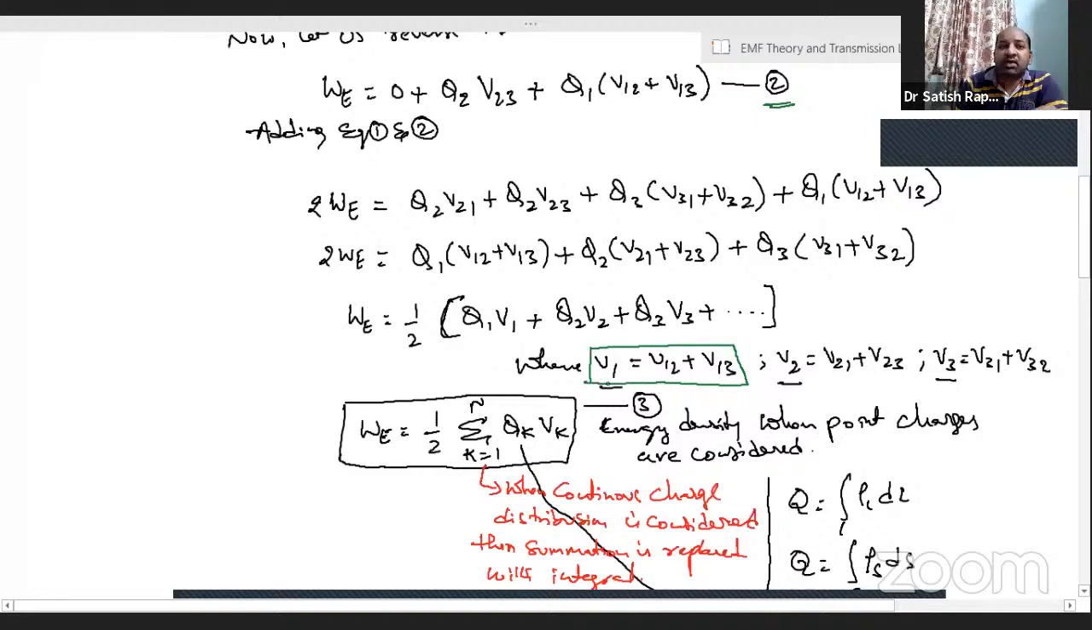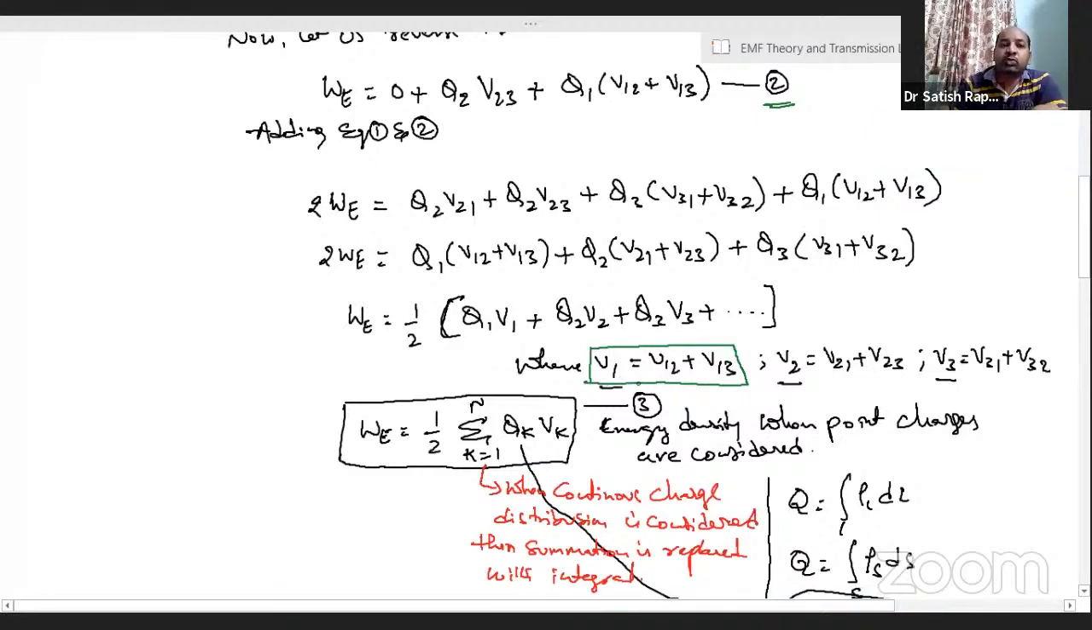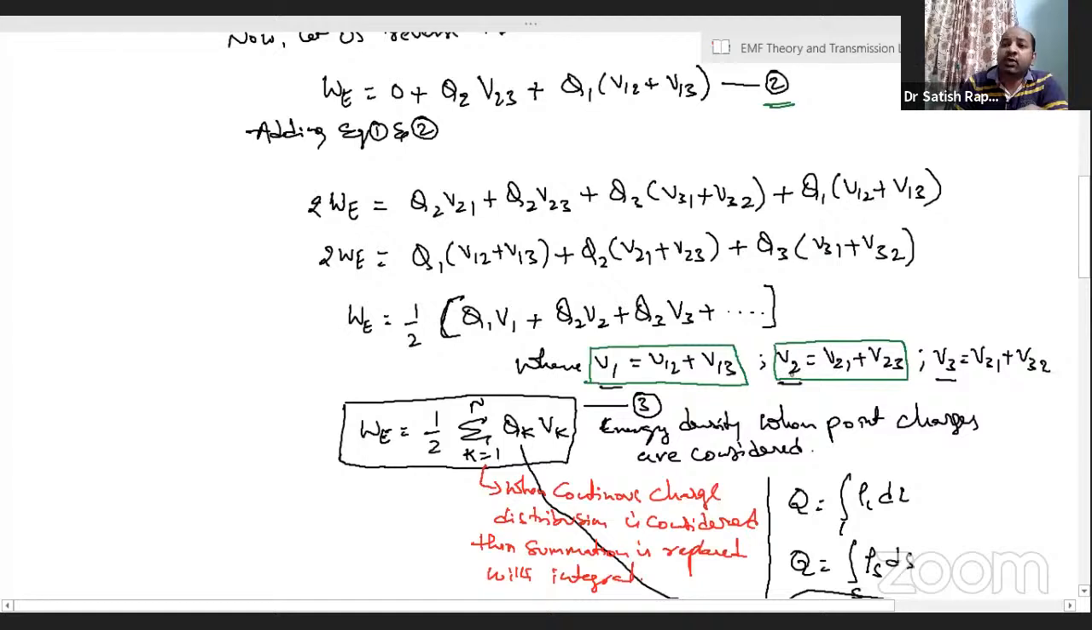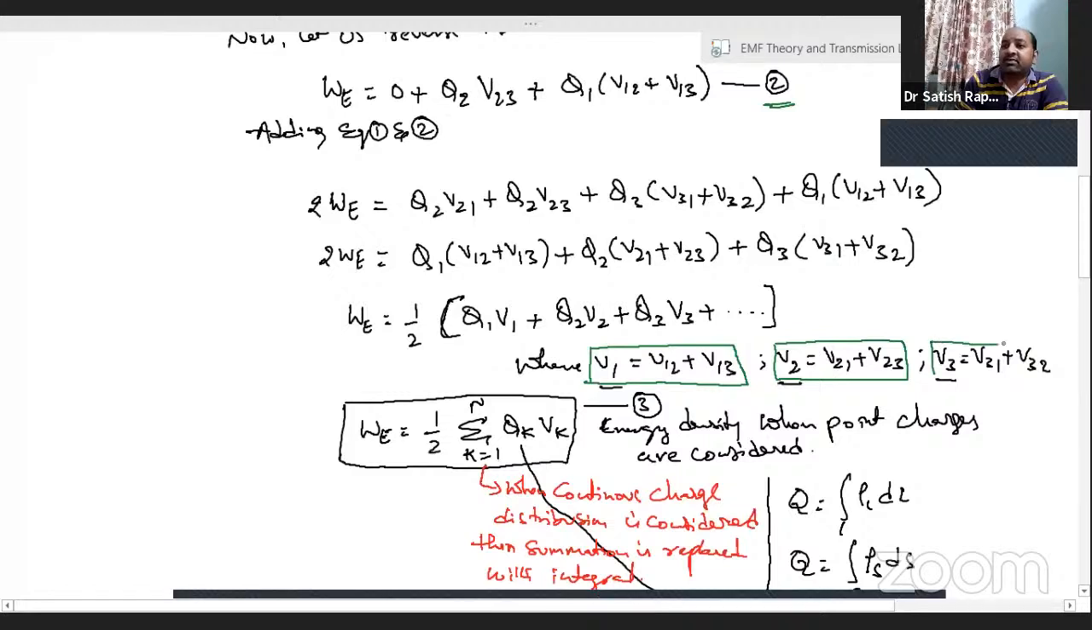For example, if there are 4 point charges Q1, Q2, Q3, Q4, then what is V1? V1 is V12 plus V13 plus V14, if there are 4 point charges. Similarly, V2 is equal to V21 plus V23, and if there are four point charges, V21 plus V23 plus V24 and so on, like that. And similarly, V3 is equal to V31 plus V32, right?